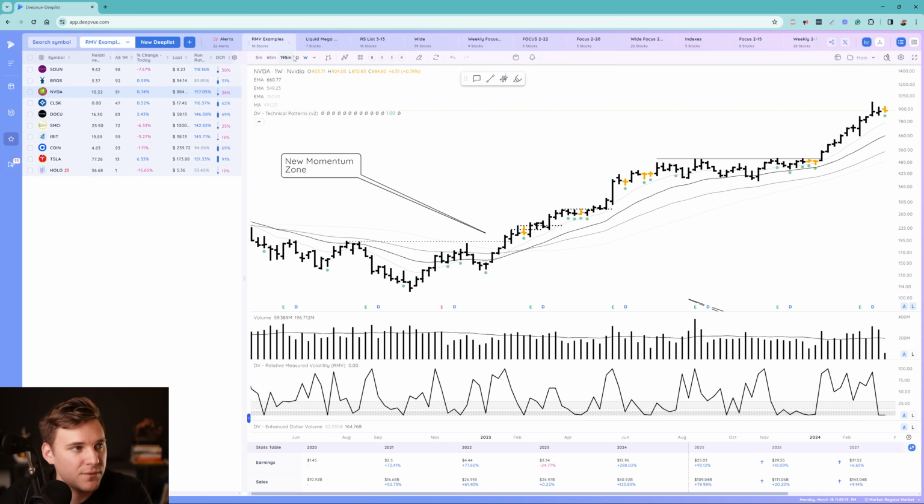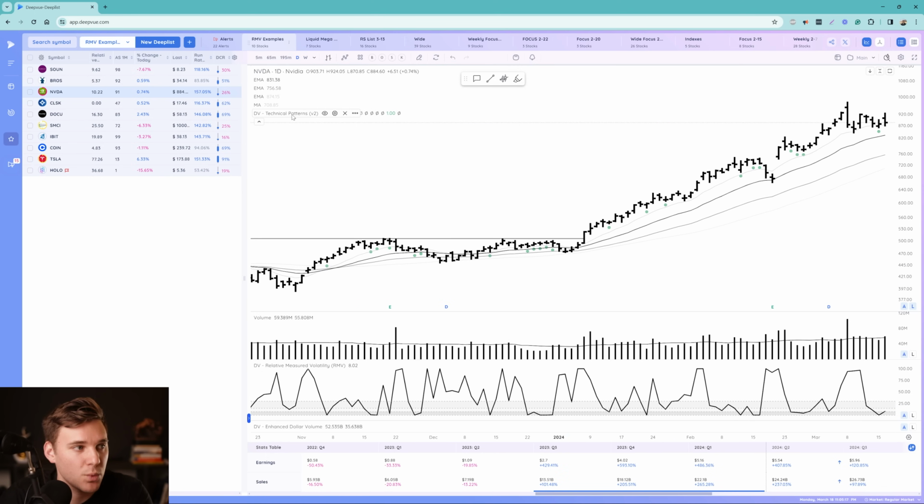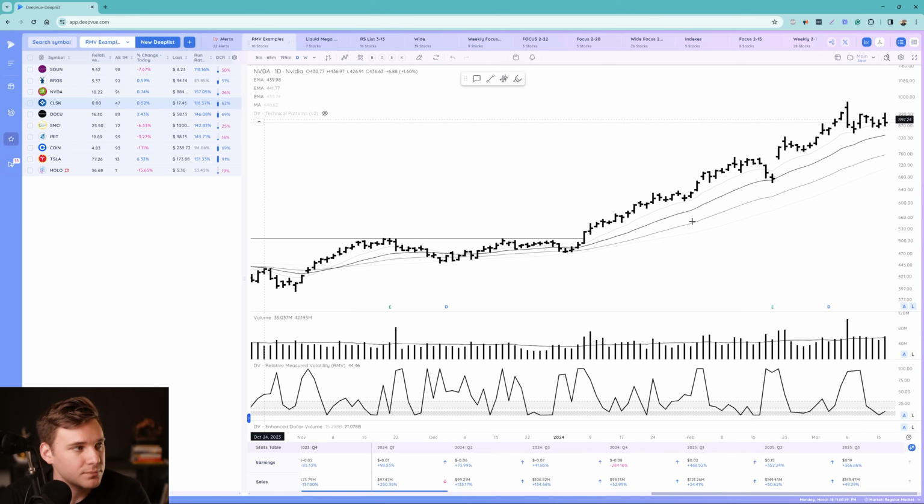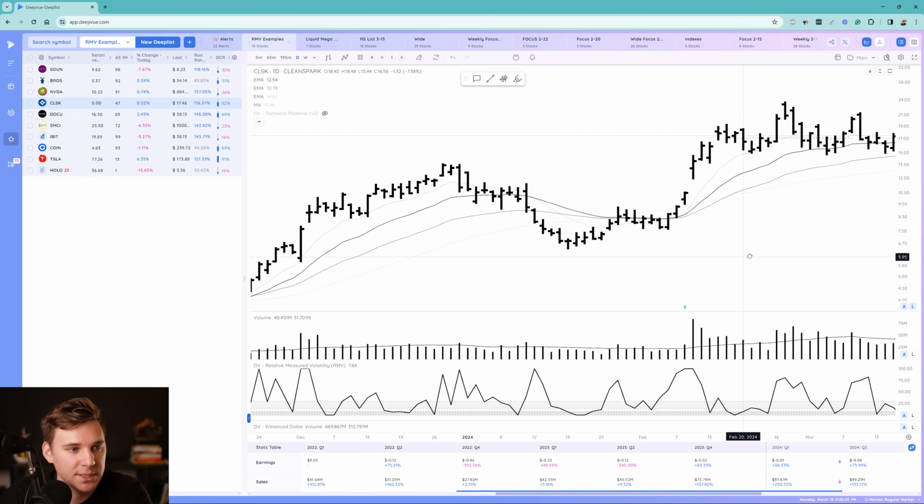So that's pretty much it with NVIDIA in terms of what I wanted to highlight. You can both use it on a weekly as well as a daily chart. CLSK, this has been a crypto high flyer this year.